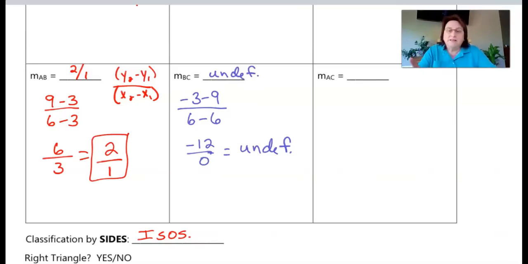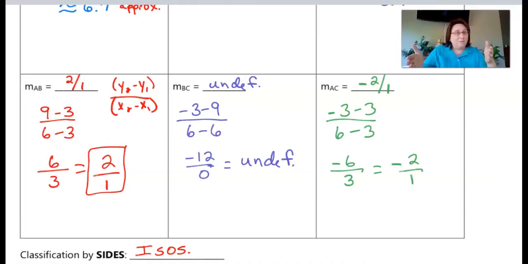All right, let's see how you do now. I want you guys to go find the slope of line AC. Go find that slope. How'd you do on that one? Look at my work, compare it to your work. You should have gotten that the slope of AC is a negative 2/1.